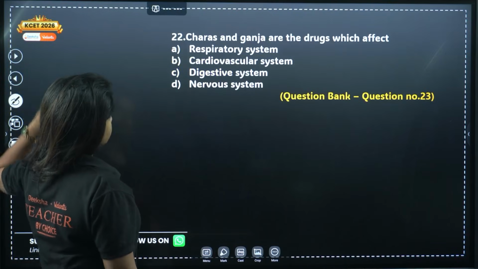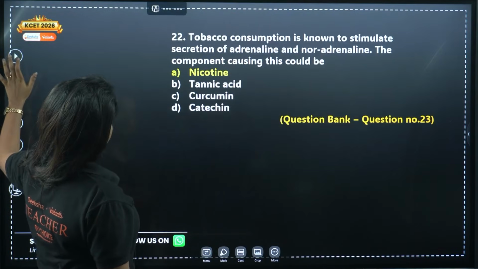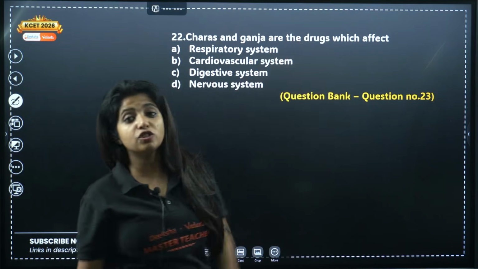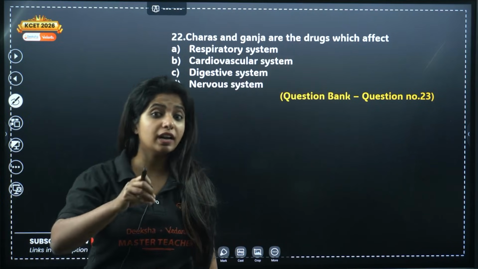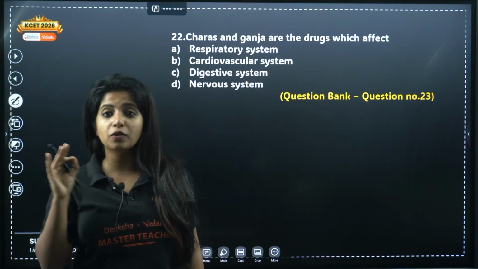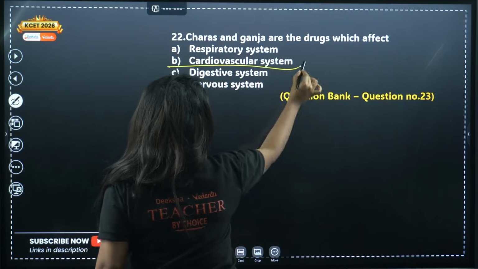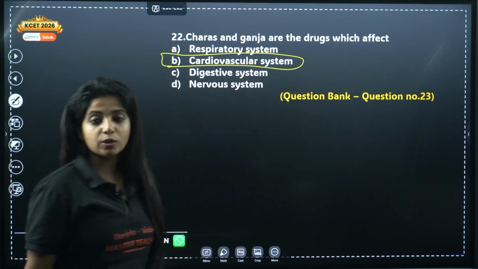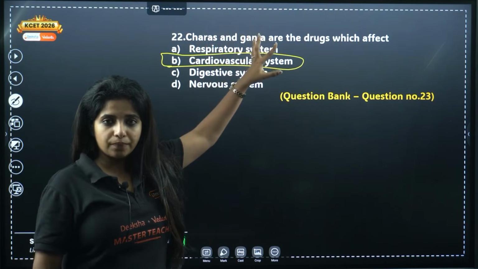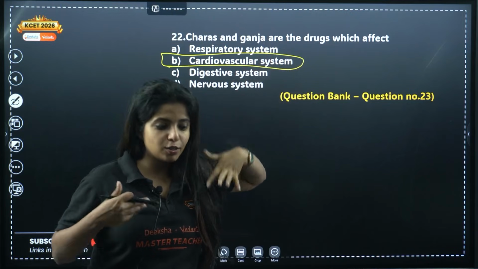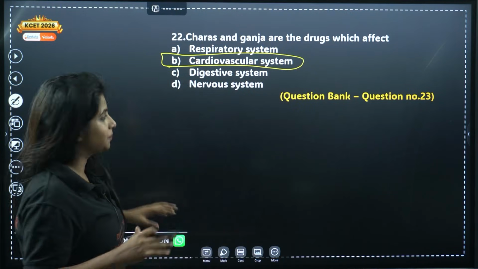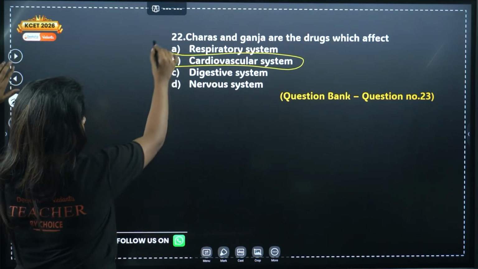Okay, now again the question. The question number has been repeated. Charas and ganja are the drugs which affect... Charas and ganja, marijuana, bhang, everything I told you comes under what? Cannabinoids. And cannabinoids, my dear children, affect our cardiovascular system, and the sports people basically use it the most. That is what is said. Now, it's not said by me, so please forgive me. It's said in the NCERT. Okay, cannabinoids.